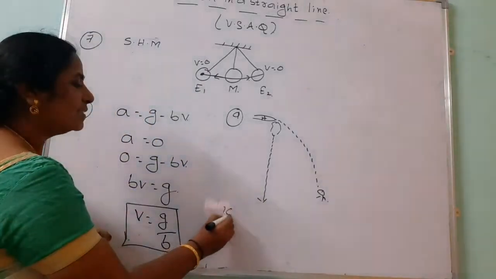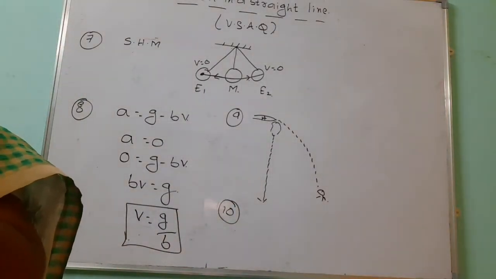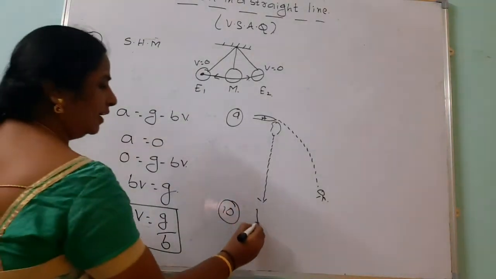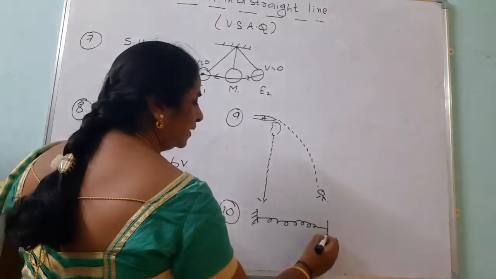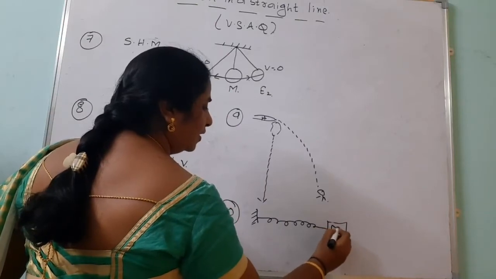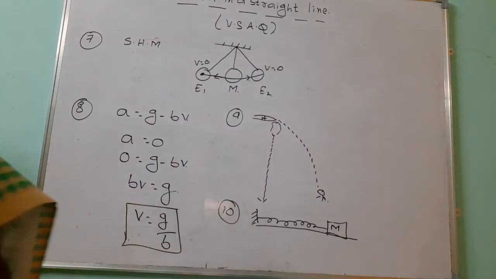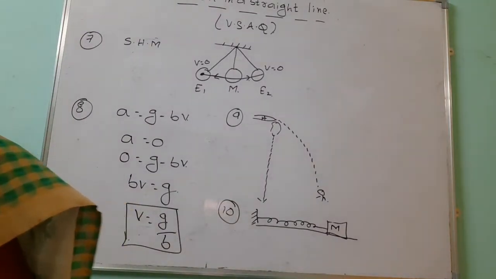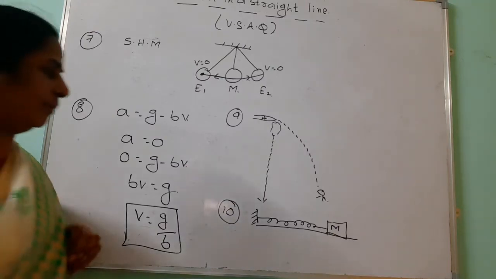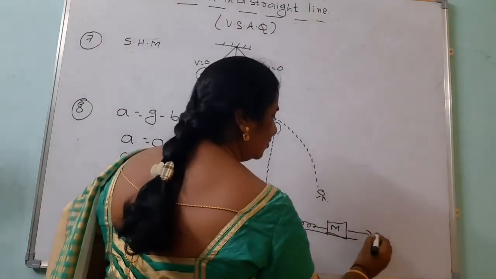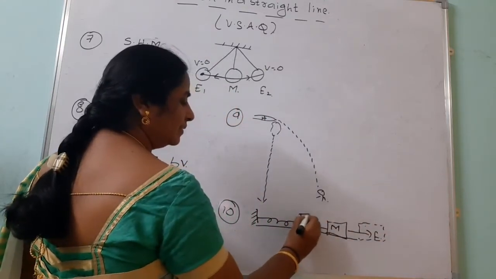Then our last very short answer question from this chapter: they have taken one loaded spring. They attached one block of mass M. And the question is, when is the magnitude of acceleration maximum? We apply a force here, and then it makes vibrations like this.